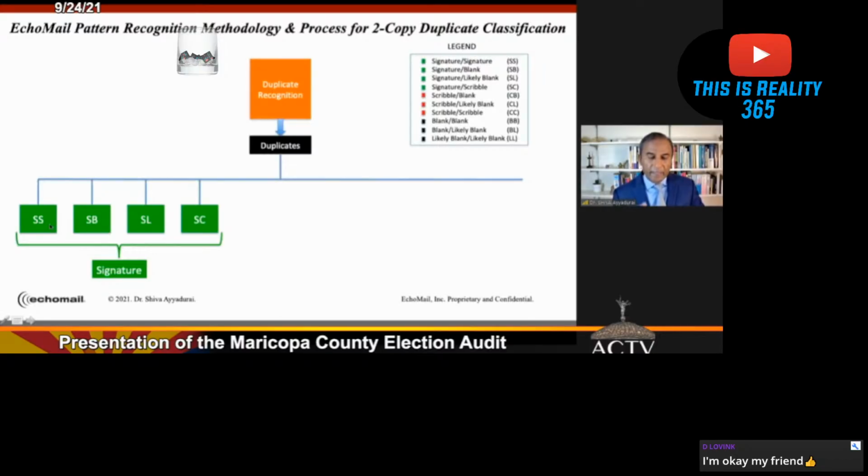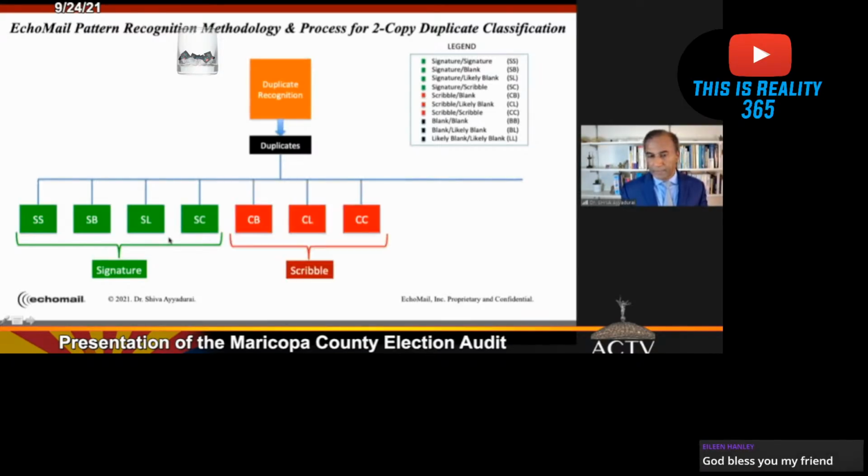If you think about it, you have the mother and the son, or the mother and the daughter, or the parent and the child relationship. So one of the 2 could have been a signature, and the other could have had a signature. One could have had a signature, the other could have had a blank. One could have had a signature, the other a likely blank. One could have had a signature, and the other a scribble. If any one of them had a signature, we said, okay, we call it a signature.